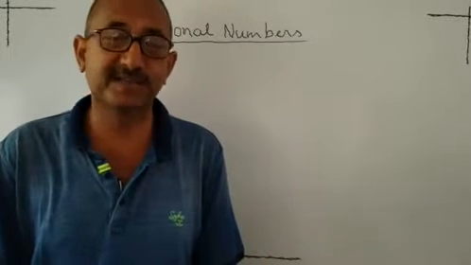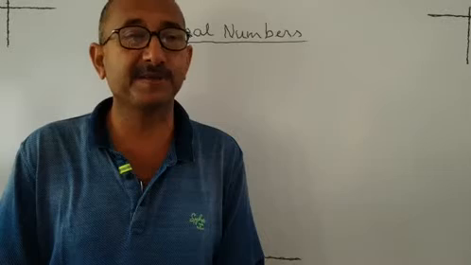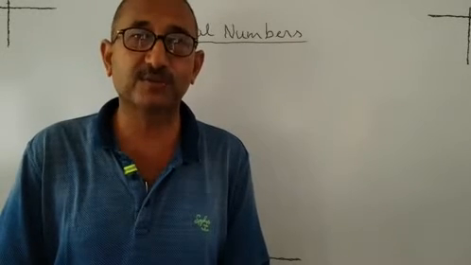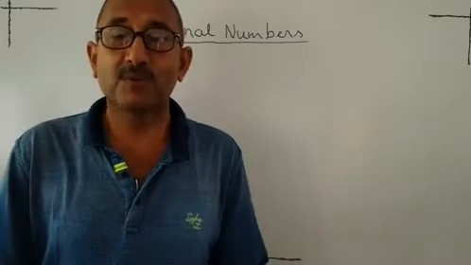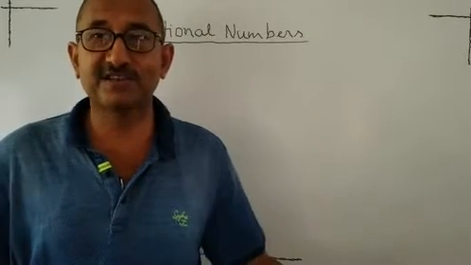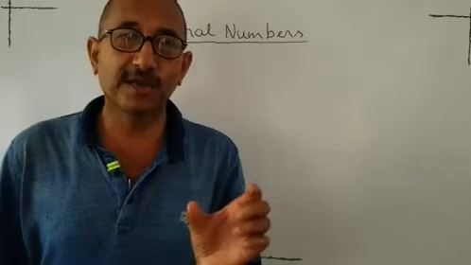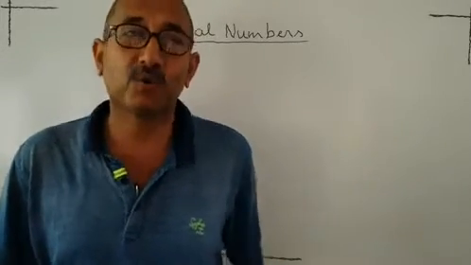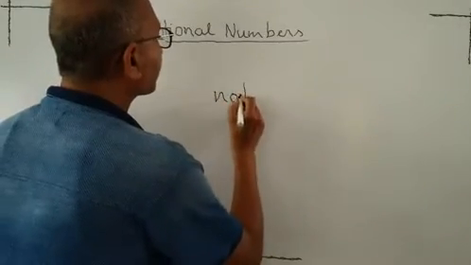The definition of rational number is: a number which can be written in the form of p by q, where p and q are integers and q is not equal to 0, is said to be a rational number. Now, let us come to the definition of irrational number. The definition is almost same. Only one more word has to be added there. The word is not.